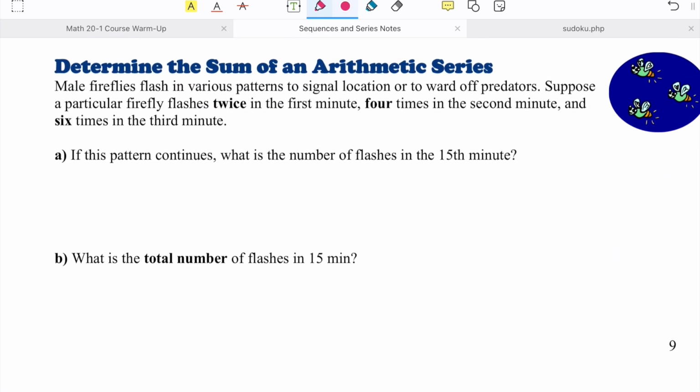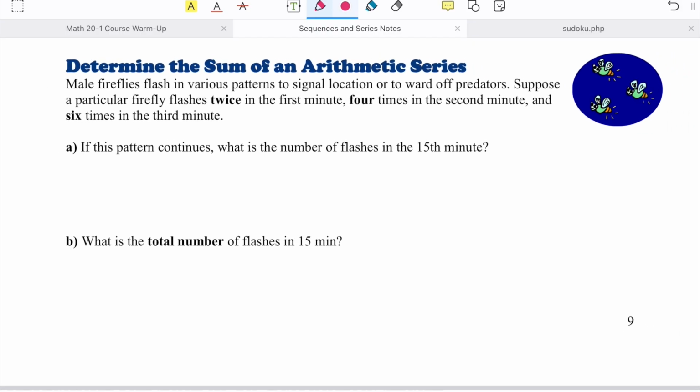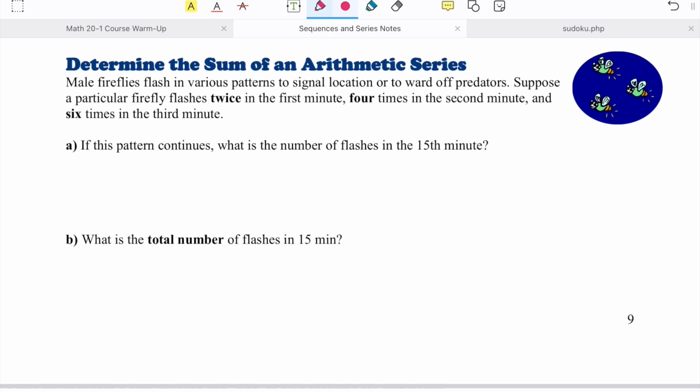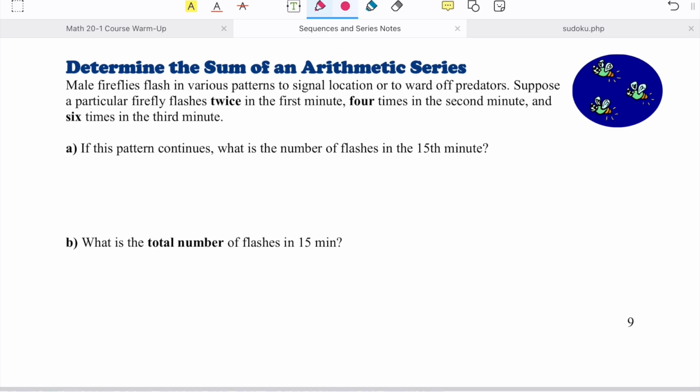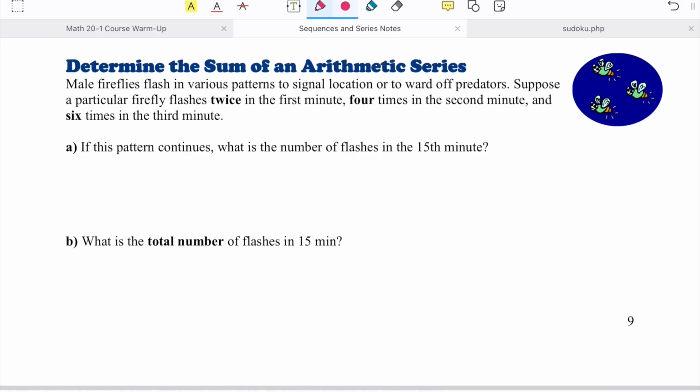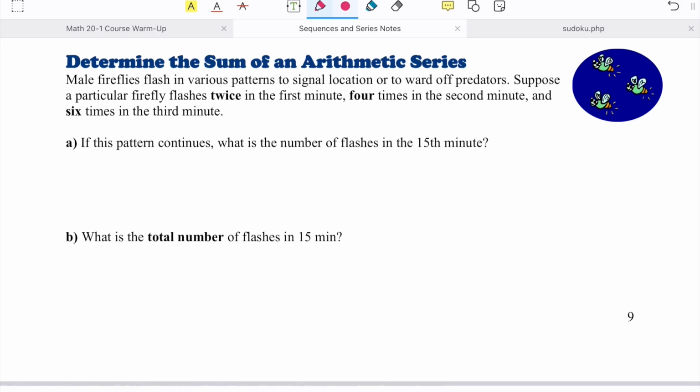Determine the sum of an arithmetic series. Male fireflies flash in various patterns to signal location or to ward off predators. Suppose a particular firefly flashes twice in the first minute, 4 times in the second minute, and 6 times in the third minute. If the pattern continues, what is the number of flashes in the 15th minute? So whenever you're given a question, you need to figure out if it's an arithmetic series or not. Because in the test, you'll have a different type of series, which we'll learn about later. So we're going to check that.